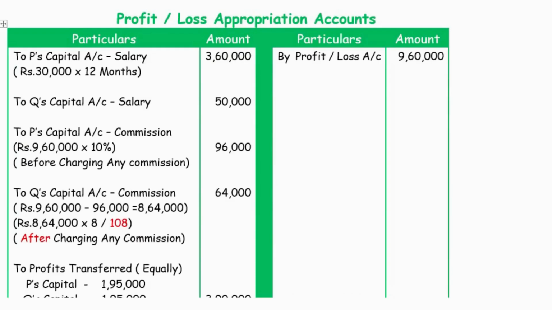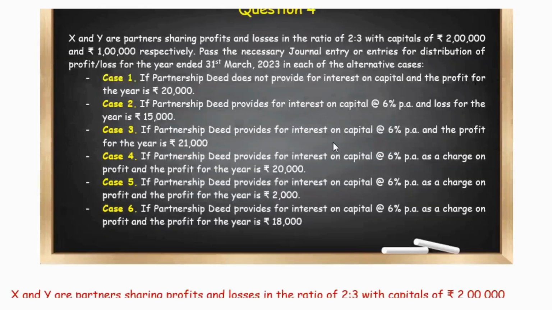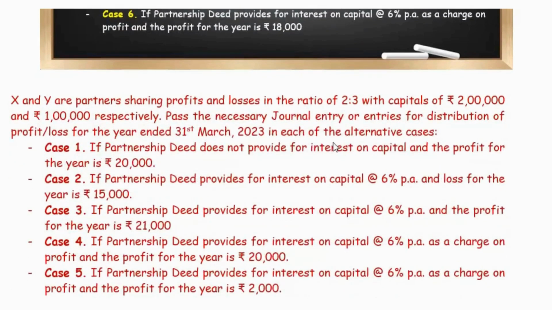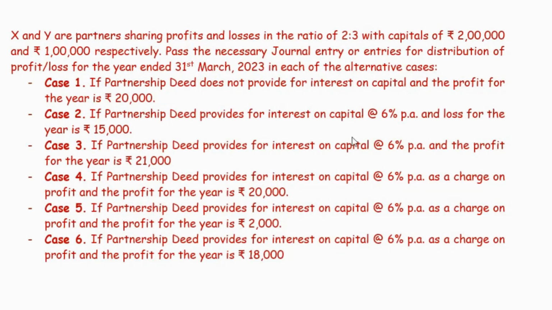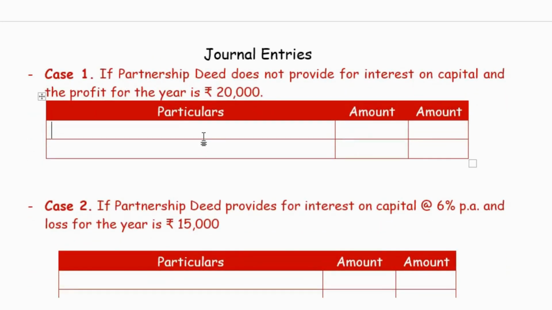Now the fourth question. X and Y are partners sharing profits and losses in the ratio of 2:3 with capitals of 2 lakhs and 1 lakh. We are asked to pass the necessary journal entries for 6 different cases. Here we are not going to break down the question because the question itself is given in subheadings. So firstly, if the partnership deed does not provide interest on capital, that means there is no division of profit. The entire profit given in the question is the available divisible profit.